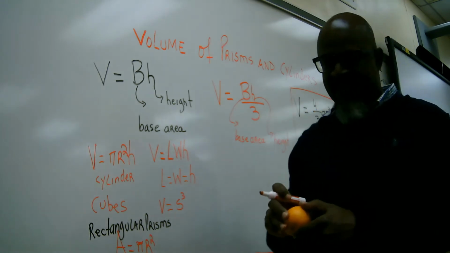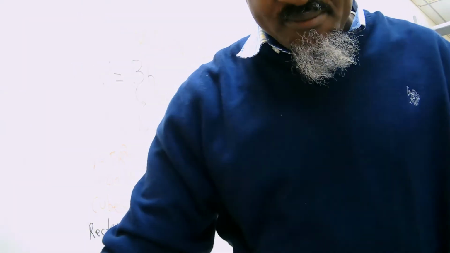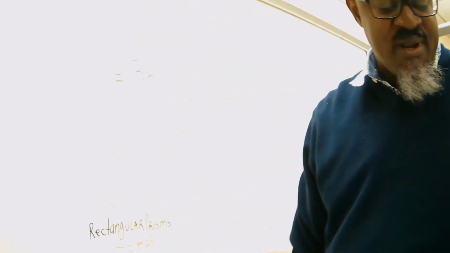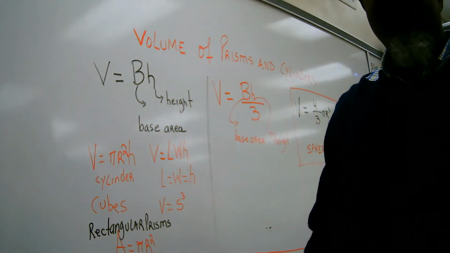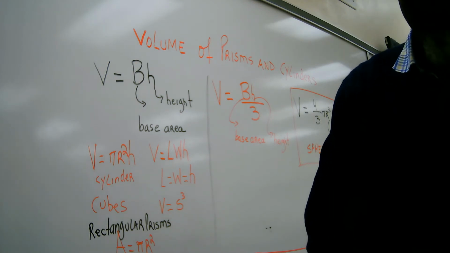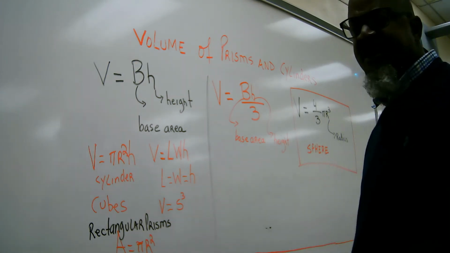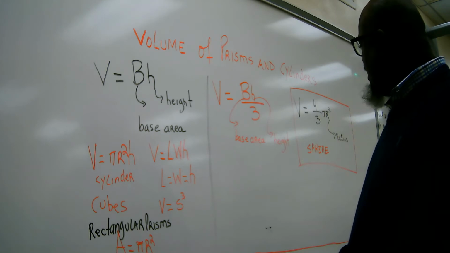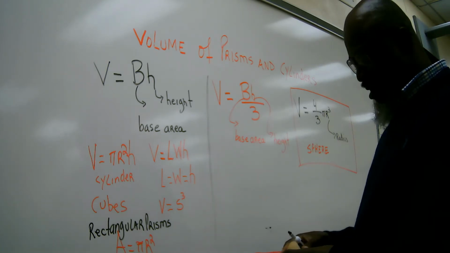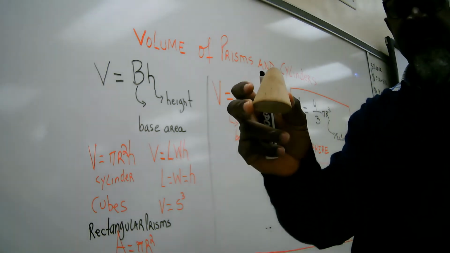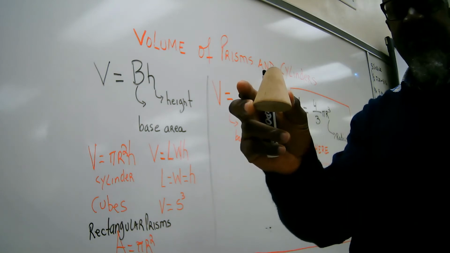Alright? And the other one, we are continuing with our lesson on how to find the volume of prisms, cylinders, and other shapes. So here, as you can see, this is what you call a cone.